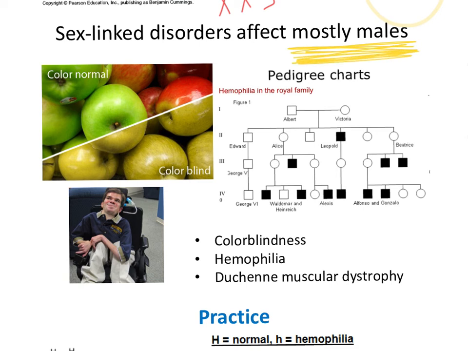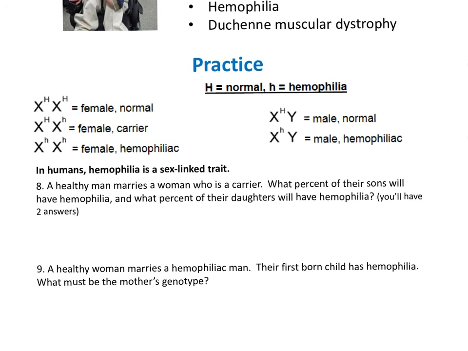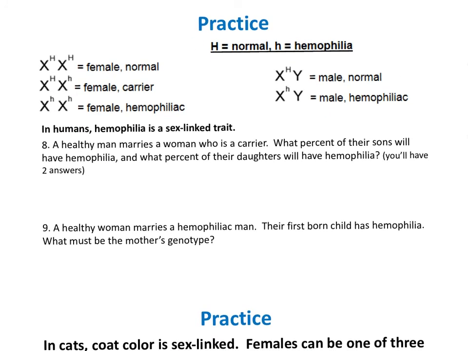So when I look at a pedigree, if I see that almost everybody or everybody affected is a male, that tends to lead me to conclude that it is a sex-linked trait. If I see equal representation in males and females, I would say that it is an autosomal trait. So now a little bit of practice. Again, I would pause, try them, and then check.